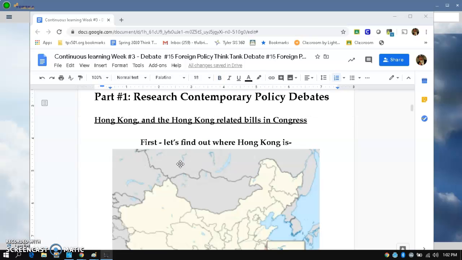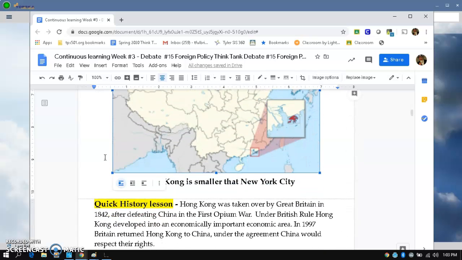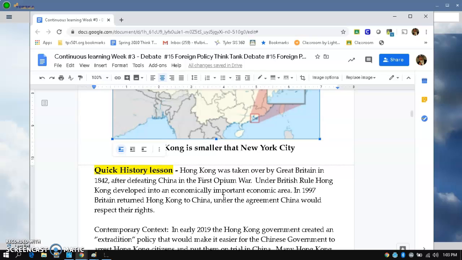For our contemporary policy debate, we're going to be talking about what's going on in Hong Kong. I don't know if you all are aware of what has been happening starting last year in Hong Kong, but quick history lesson. Hong Kong is part of China that was taken over by Great Britain when they defeated China in the Opium Wars. You remember that from world history. Great Britain gave Hong Kong back to China in 1997 under the agreement that China would respect their rights.